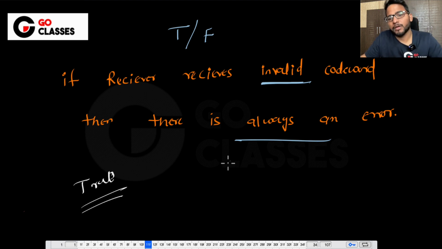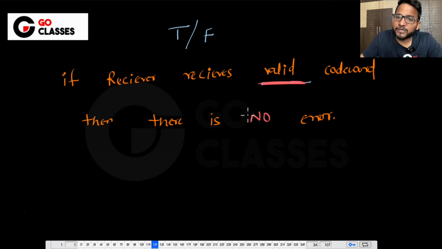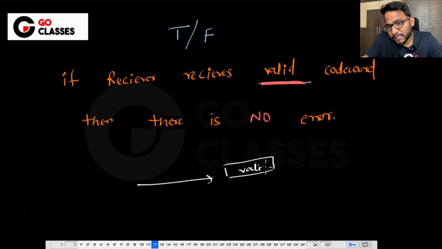So that is true. But what about this: if the receiver is receiving a valid code word, can you say there is no error? You don't know, right? If the receiver is receiving a valid code word, you don't know whether it is the same valid one that you sent or another valid one. So can you always say there is no error? The answer is no. You don't know actually. So that is false.